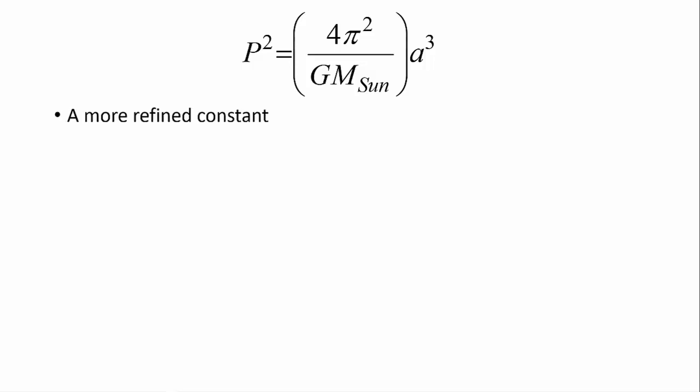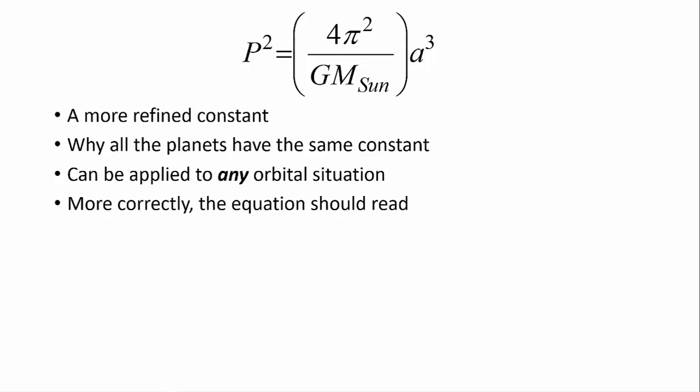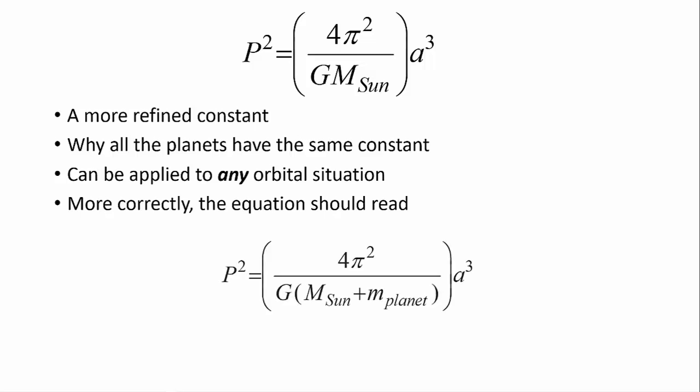This version can be applied to any orbital situation, and it's no longer limited to planets orbiting the Sun. It applies to satellites orbiting planets, both natural moons and man-made objects, planets orbiting other stars, stars orbiting the centers of their galaxies, with some modifications that you have to do in that case, and any situation where gravity causes an object to orbit. There is one correction we need to add here.